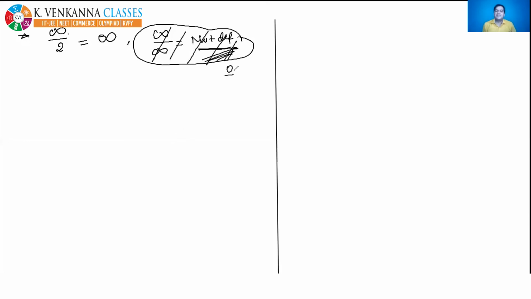It's very simple here. 0 by 2 is 0, that's all. If you divide 0 by any number, you will get 0. I don't think you have any confusion about this. 0 divided by any number is 0, that's all, very simple. I think all of your doubts have been cleared.